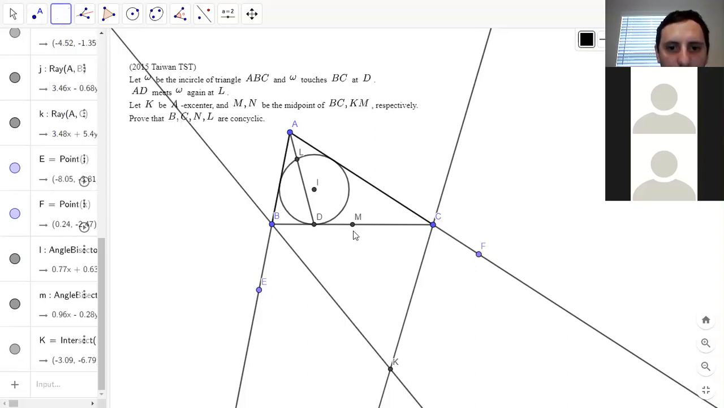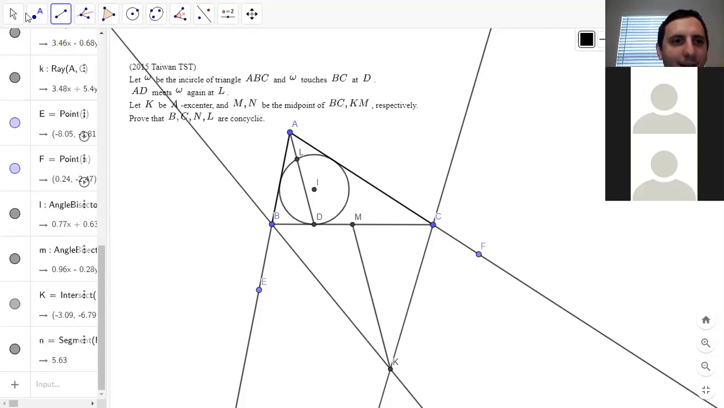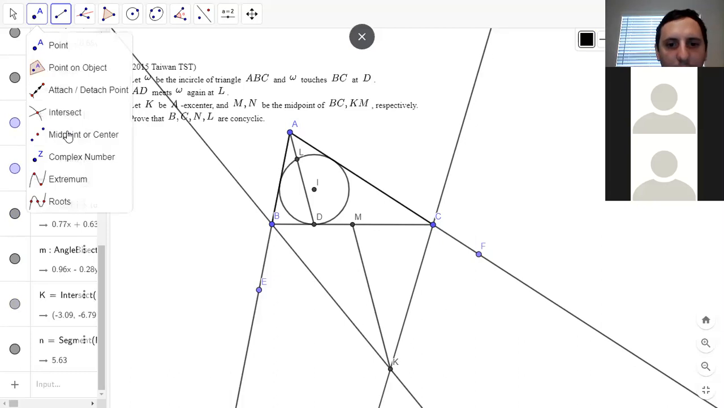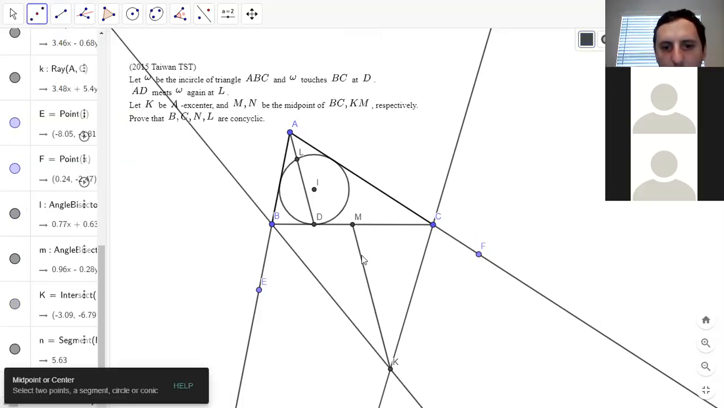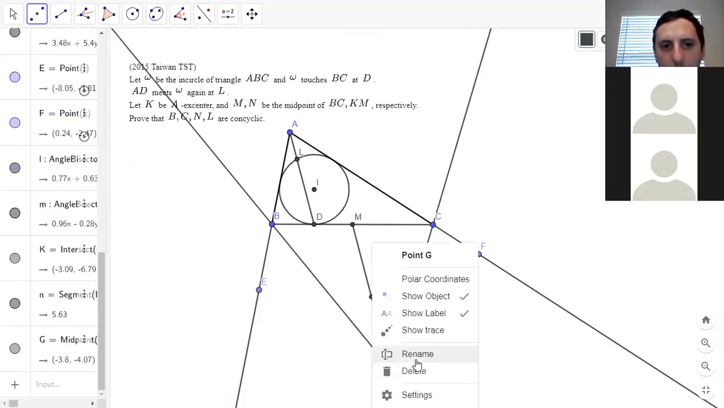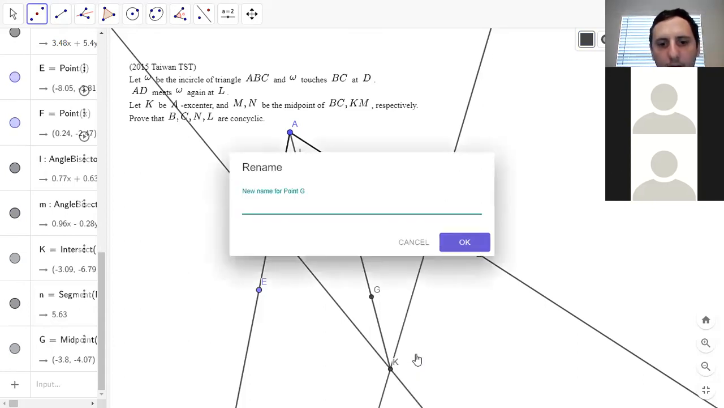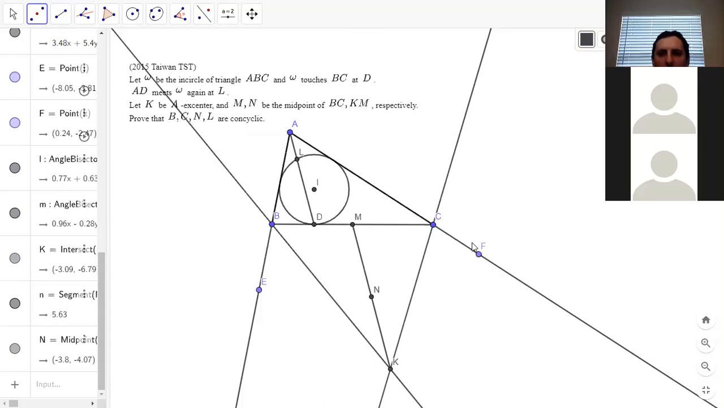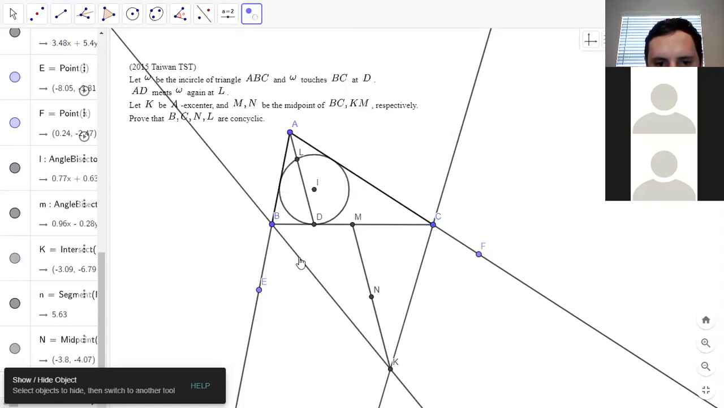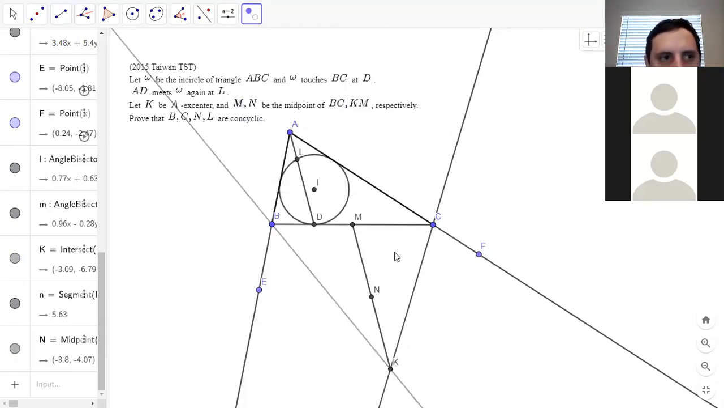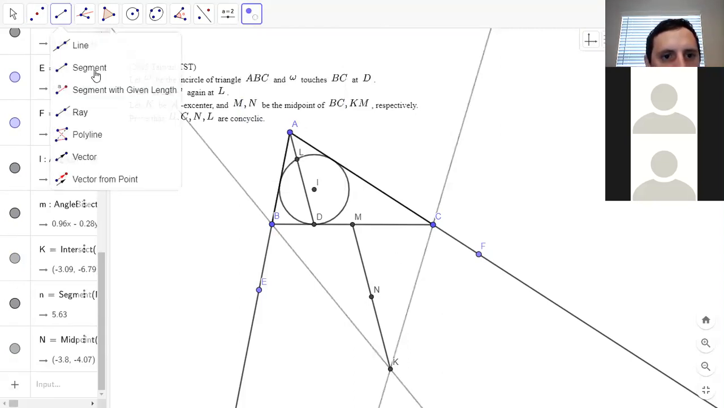It's interesting. Is KM parallel to ID? It almost looks like it, but I would be surprised if that were true. We want to show that B, C, N, and L are cyclic. Actually, I don't think I have done this problem before. Okay. So AI and K are collinear.